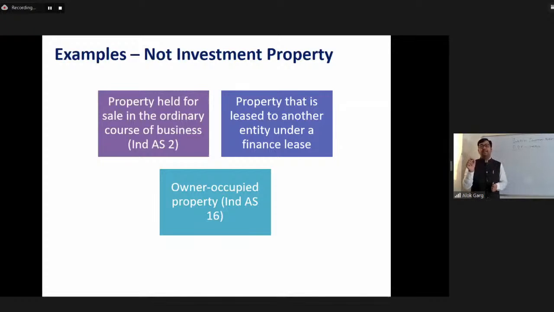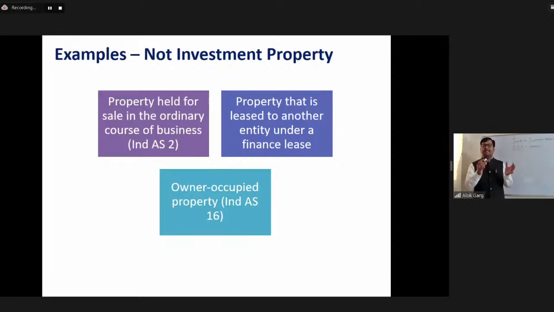If a land and building is held for rental purposes, it will be covered under IndAS 40, not IndAS 16. Okay, clear? If it is a land and building held for sale in the ordinary course of business, like for a real estate developer, it will be considered as inventory under IndAS 2. If it is an owner occupied property, I mean to say the company has purchased a factory building and it is held for production, so it will be IndAS 16 owner occupied property or property, plant and equipment.